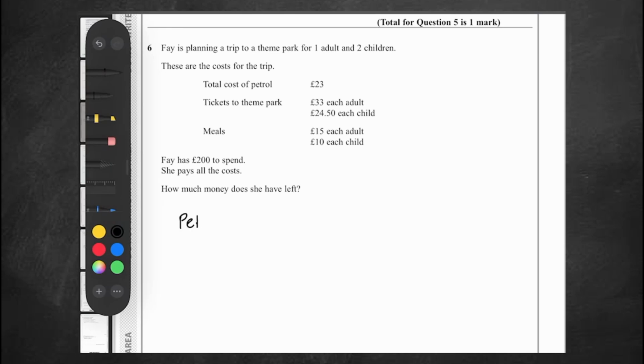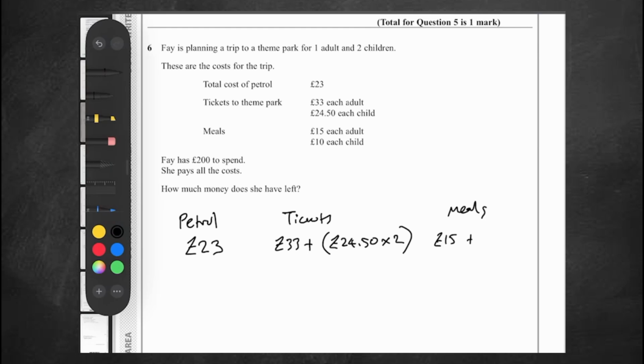So total cost of petrol, £23. Tickets to the theme park, £33 per adult, plus £24.50 per child, and there are 2 children. And then meals, £15 per adult, plus £10 per child, and there are 2 children. So we're going to have 23 plus 33 plus £24.50 doubled, which is 49, plus 15 plus 20.